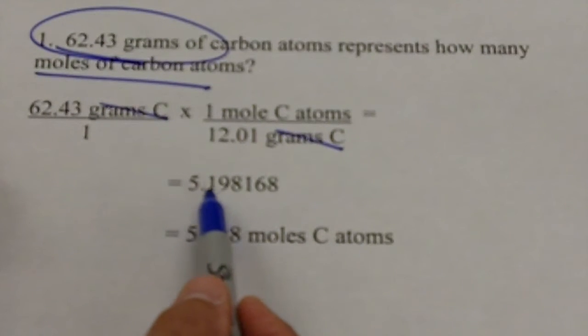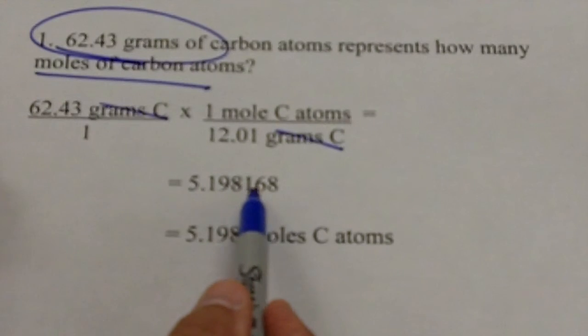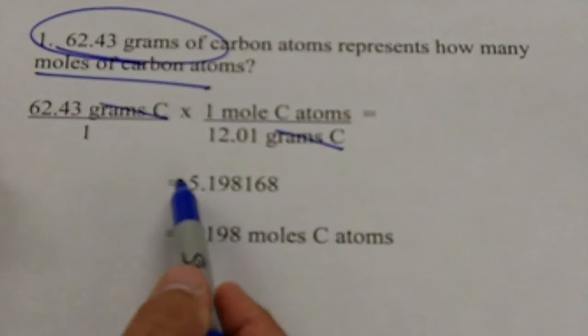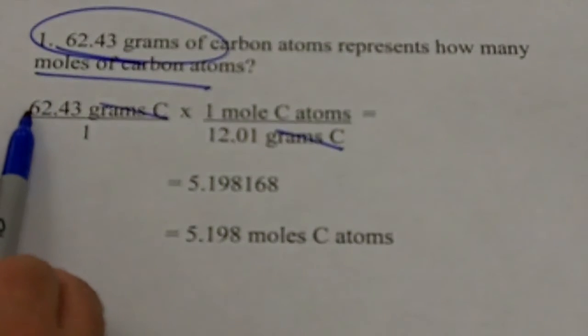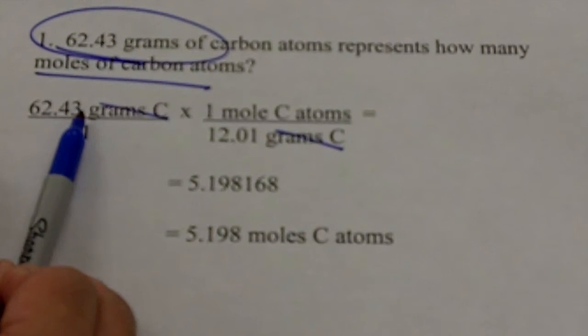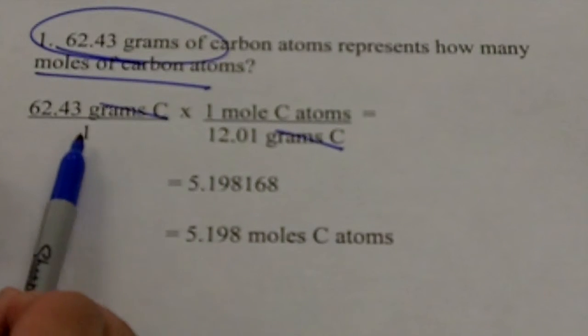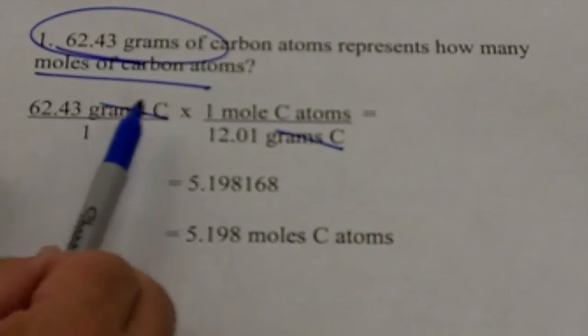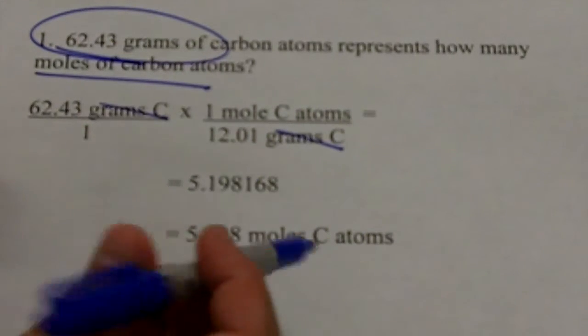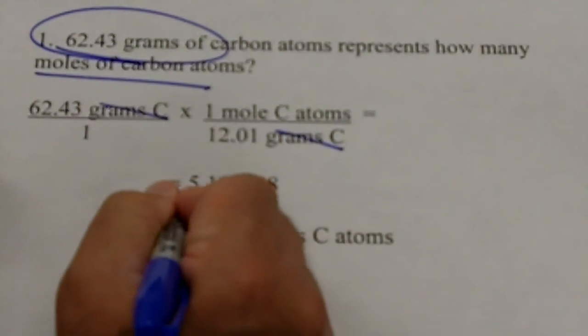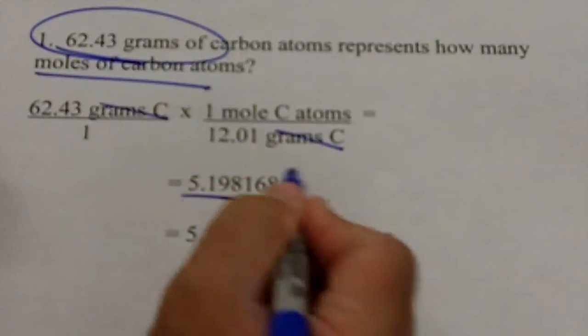It says 5.198168. That's a long number. I can't keep all those significant digits. Well, how many can I keep? I've got 4 significant digits here. All non-zero digits are significant. Ones don't limit my number of significant digits. They are exact. The 12.01, also 4 significant digits. I can only keep 4 significant digits. I'll underline the first 4 numbers.